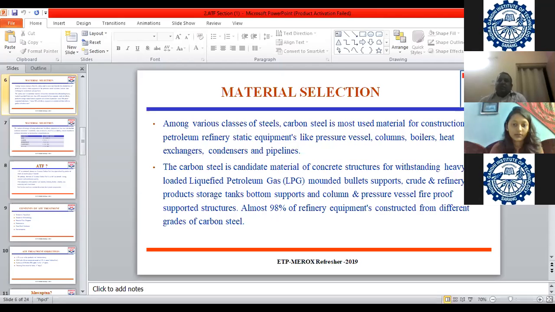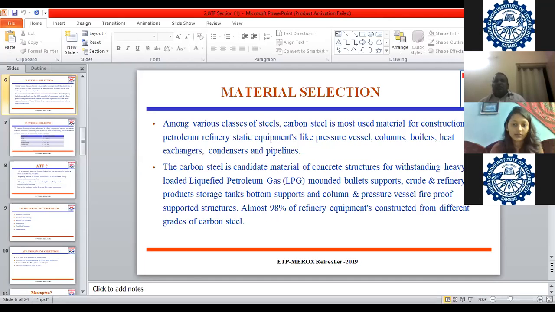Now among the various classes of steels, carbon steel is the most used material for construction of a petroleum refinery. Static equipment like pressure vessels, columns, boilers, heat exchangers, condensers or pipelines. Carbon steel is the candidate material for structures withstanding the load of LPG mounted bullets, crude refining product storage tanks, bottom supports of columns and pressure vessels, and roof support structures. Almost 98% of refinery equipment is constructed from different grades of carbon steel.